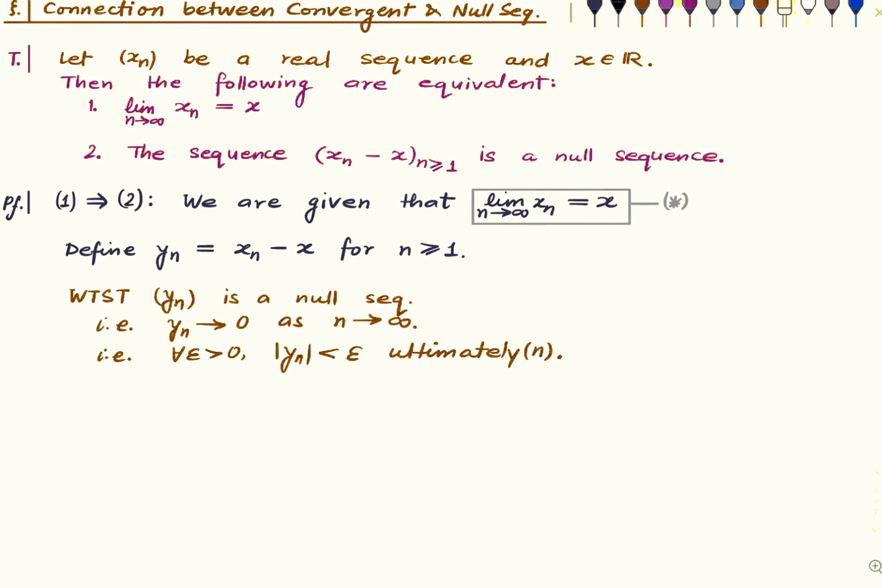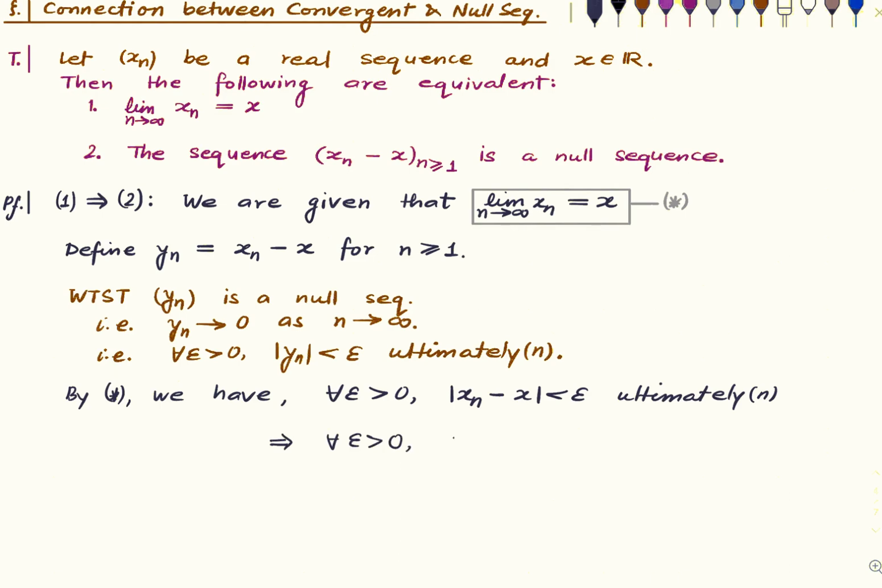But now, by star, we have, for all epsilon greater than 0, this happens. This is exactly what star is. This is equivalent to star. This is the meaning of star. But what does this mean? Just a change of notation tells us this is the case. And this is what we wanted. This is what we wanted to establish, and we are done.